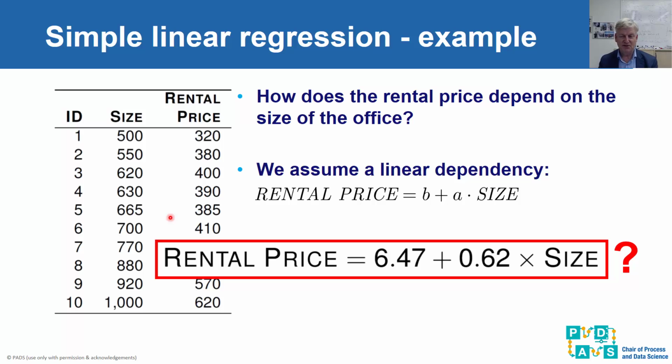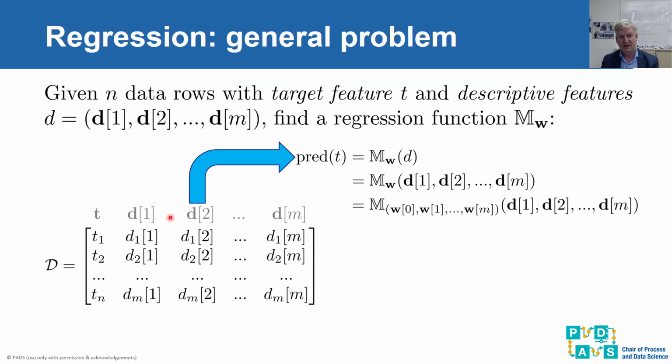So a possible solution for A and B could be that A is 0.62 and B is 6.47, as you can see here. So the question now is, is this a good description? Is this a good function showing the relationship between size and price? And we can basically do that by measuring the error. So what is the general problem? And we will come back to this later.